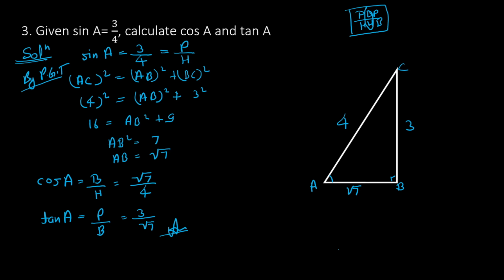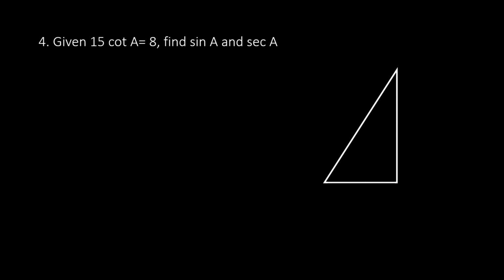Question number 4. Given 15 cot A equal to 8, find sin A and sec A. It is given in this question 15 cot A equal to 8. So cot A equal to 8 by 15. We can write it like this. Let it be angle A, B and C.